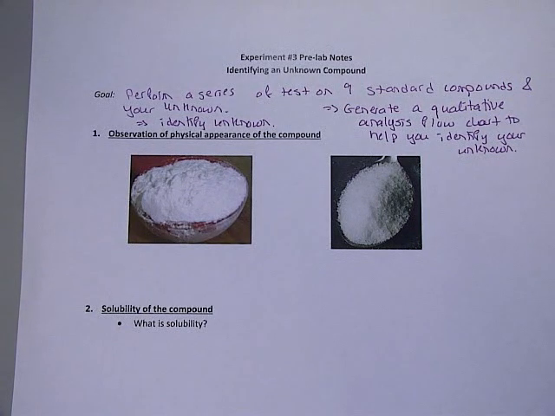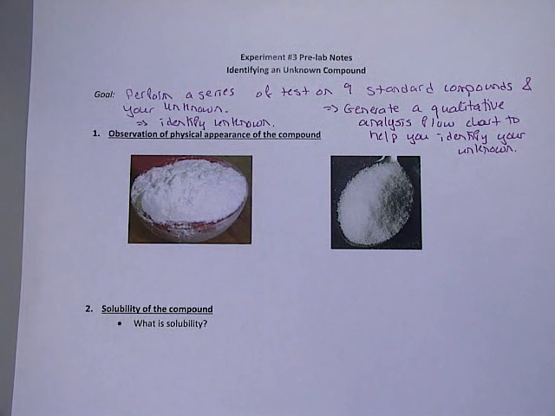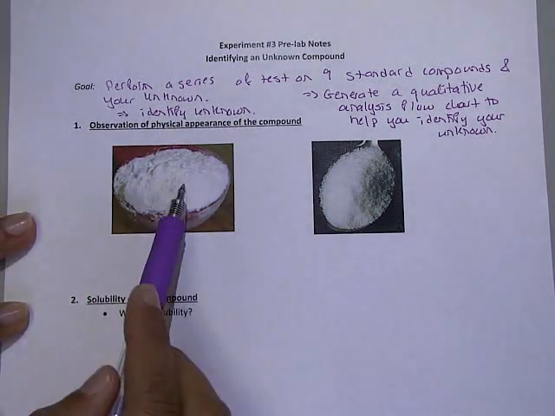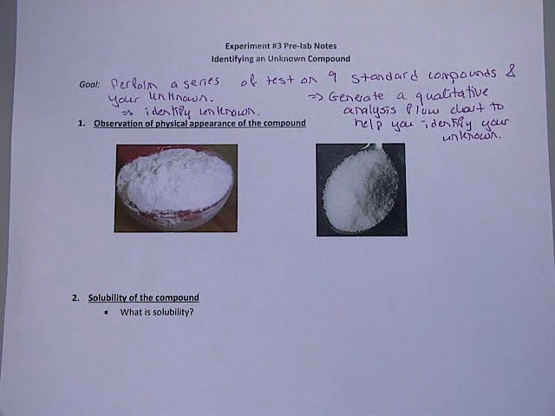So this experiment has several parts to it, as will most experiments. The first part is really just making observations of physical appearances of your compounds. So again, we have 9 compounds and your unknown. Just to reiterate and really emphasize how to make proper observations: if you take a look at these 2 powders here, what's pretty evident is that they're white powders.